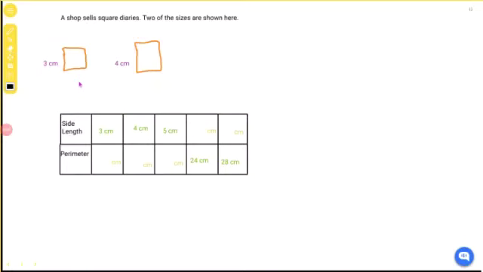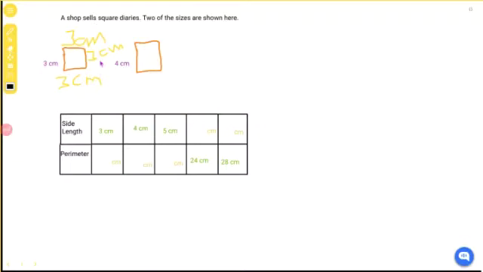Yes, that's right. We know squares have equal sides. So if we know that this side is 3 centimetres, this side must be 3 centimetres, this side must also be 3 centimetres, and this side 3 centimetres. Because a square has how many equal sides? Let's count them together. 1, 2, 3, 4. That's right. 4 equal sides.